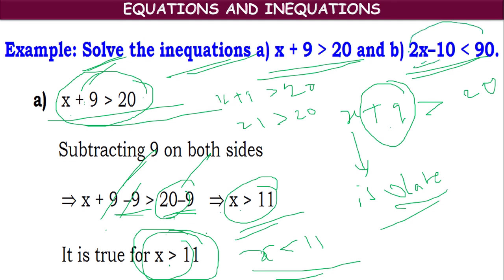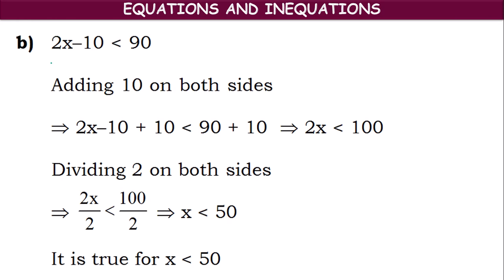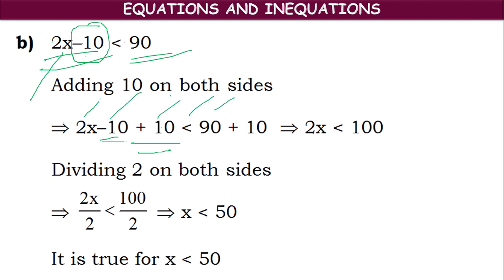Next one. 2x minus 10 less than 90. We want to isolate x term. Minus 10 is an extra term to be removed. We can add its additive inverse. Minus 10 means we can add plus 10. So 2x minus 10 plus 10 less than 90 plus 10. Minus 10 plus 10 cancel. 2x less than 90 plus 10, 100.